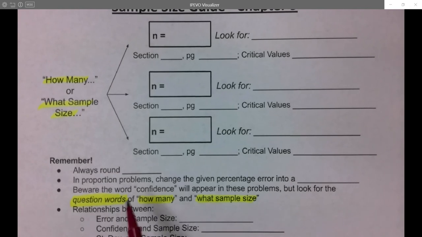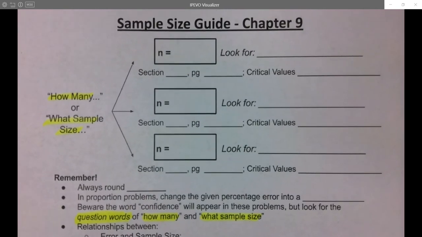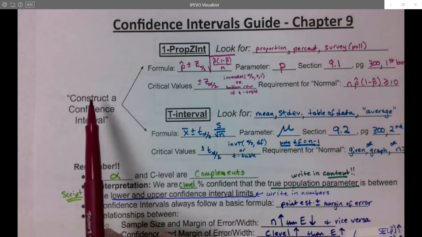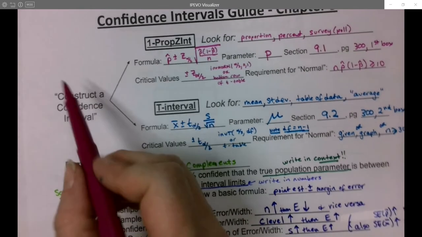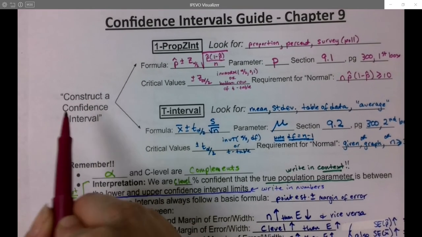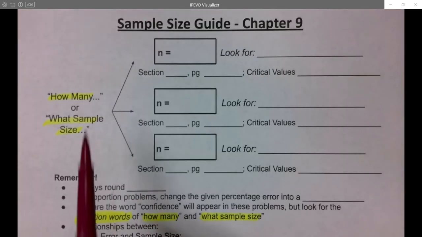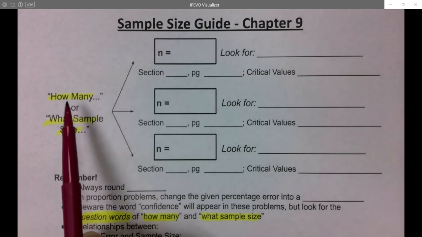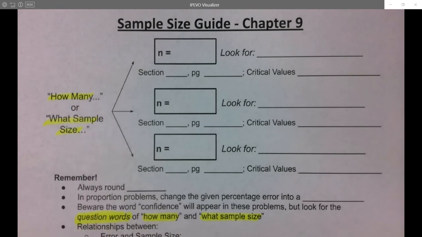The word confidence appears in these problems, but it's not asking for a confidence interval, as opposed to the ones previously that will actually say, make a confidence interval, build a confidence interval. So instead of saying construct, they might say build, but it's the same idea. Whereas here, they're going to say, how many do I need to build a confidence interval? So it's really how many that matters.